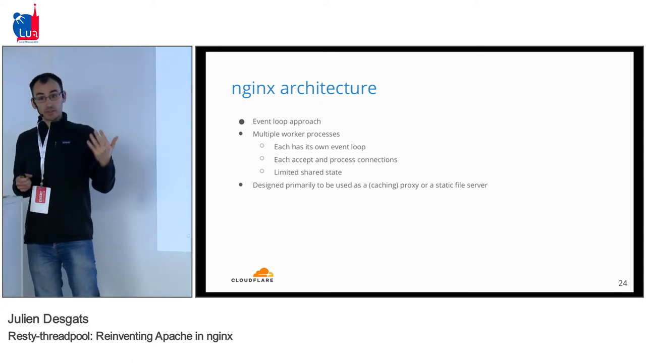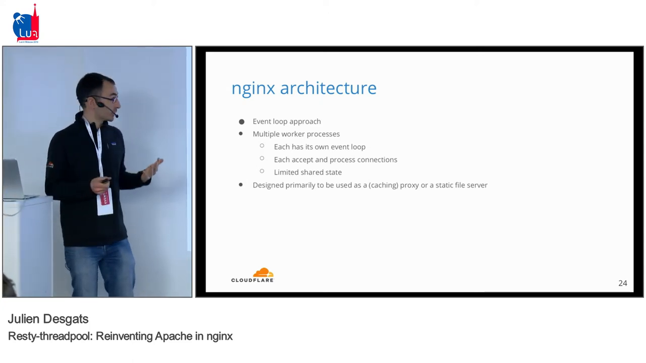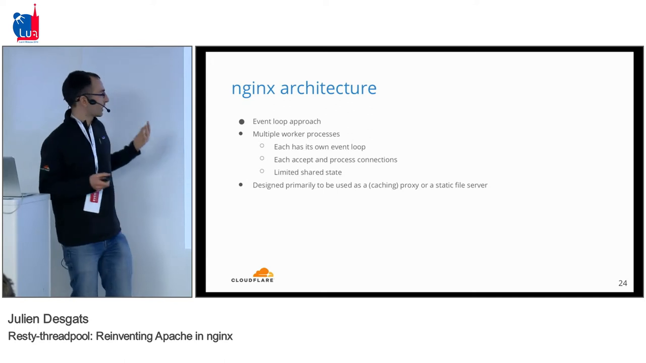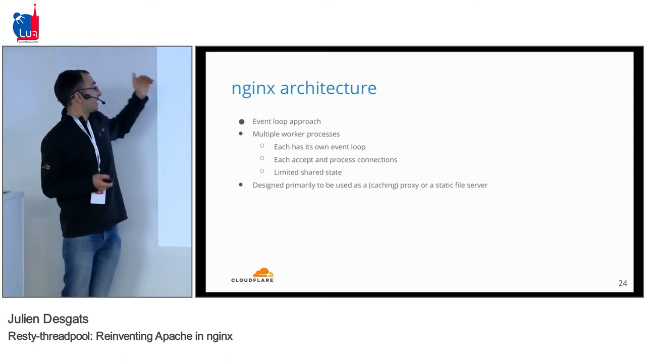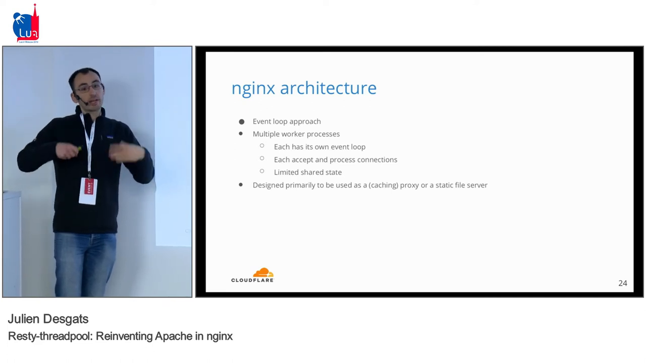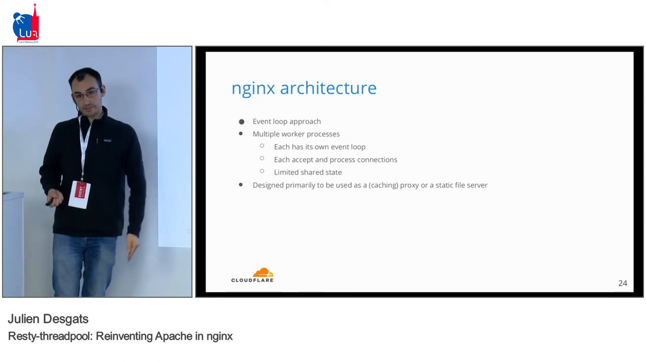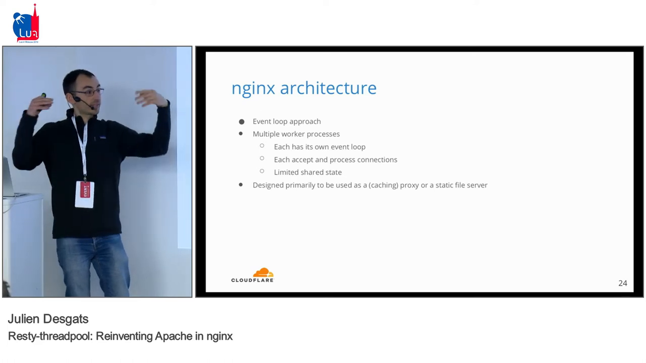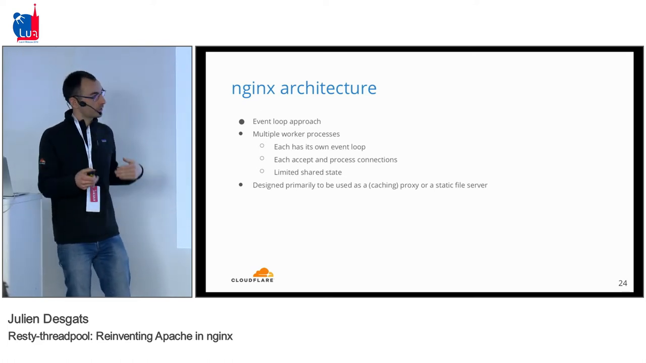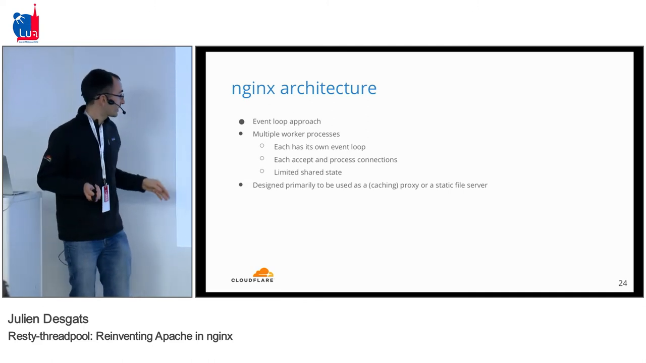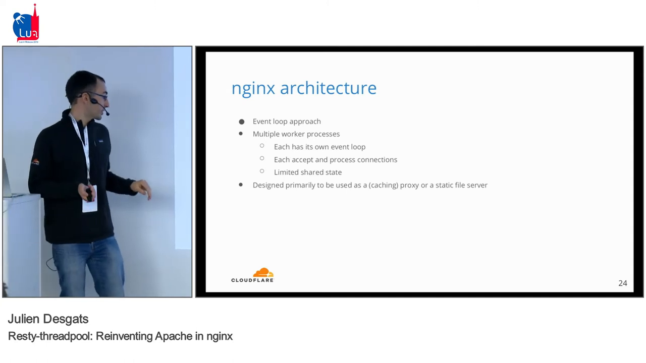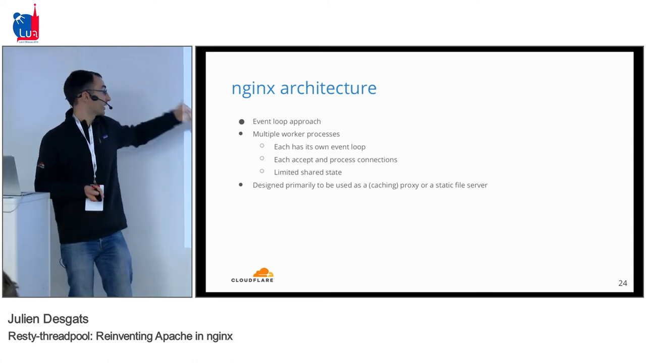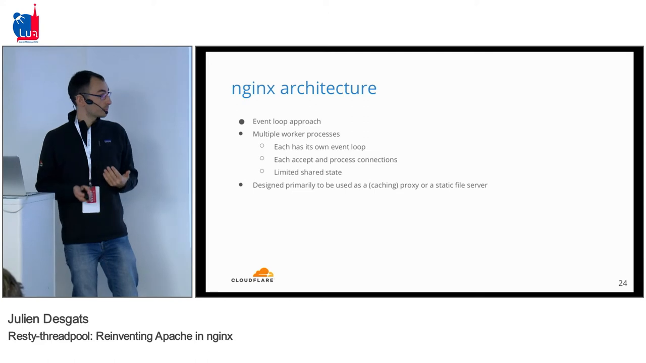So nginx, that we use at Cloudflare, has used that approach, and it was, I think, the first very successful web server, or at least open source one, to use it. If we keep adding more connections, eventually the event loop is fully busy and we have to do something else. So nginx offers the possibility to spawn multiple worker processes, where each worker has its own event loop. They each are able to process new connections and they share very little state with each other. And it's primarily designed as a proxy or as a static file server, again, because every bit of work has to be quick.